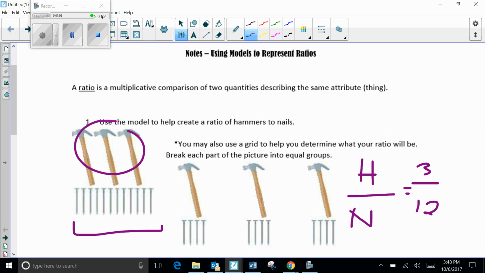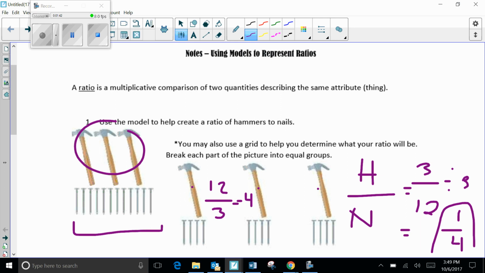I know I have to simplify, so I'm going to divide both by 3, and I get a simplified answer of 1/4. The second way you can do it is like this pictorial to the right. You can divide them into equal groups. So I take each one of my hammers and I figure out how many of my 12 nails go with each hammer. I would do 12 divided by 3, and that would give me 4. So 4 nails go with each hammer. If I look at the picture, there's 1 hammer to every 4 nails. So again, this ratio is 1/4.